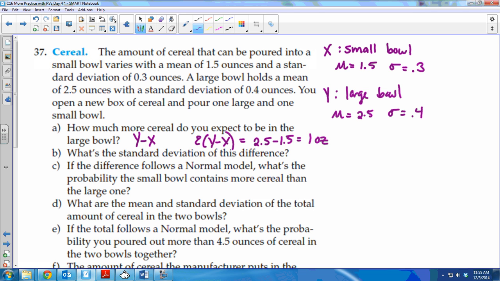All right, on part B, what's the standard deviation of this difference? You can't add or subtract standard deviations, but you can add variances. And we have the 2 standard deviations for each bowl size. So we're going to add variances and take the square root like we keep doing over and over again. So the standard deviation of Y minus X is the square root of 0.3 squared plus 0.4 squared, which is what, 0.5?